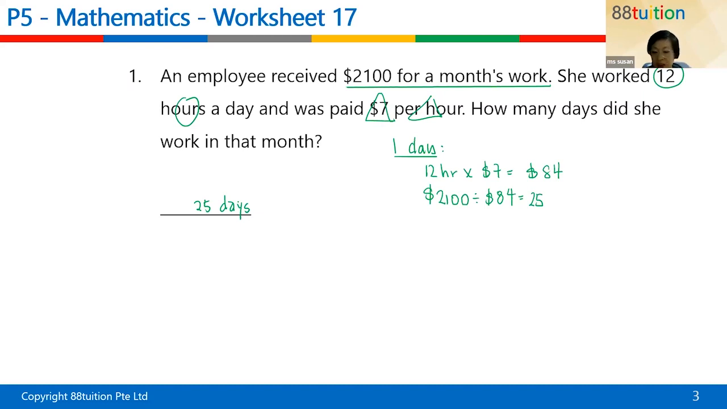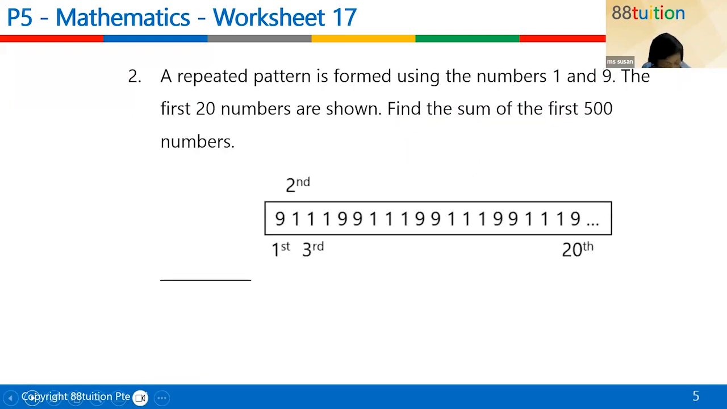So far, okay? Now, this is an easy sum. Question 2. Let's see. Now, this is a repeated pattern. You have 9, 1, 1, 1, 9, 9, 1, 1, 1, 9. So you can see that repetitively, it is like 9, 1, 1, 1, 9. I cut it off from here.